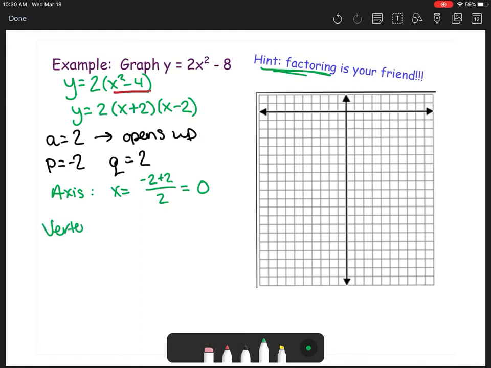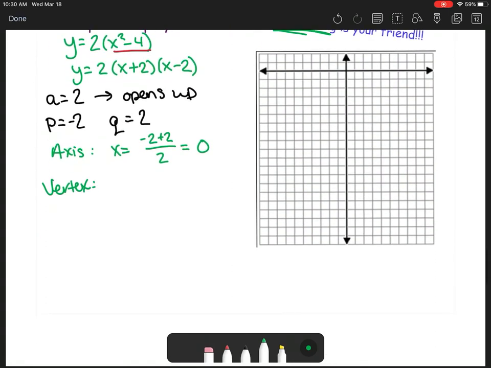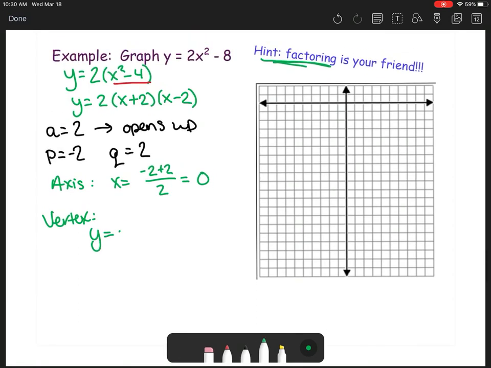And then vertex, you can plug that x value into either spot, the factored form, or your original standard form. Standard form looks a little bit faster. So y equals 2 times 0 squared minus 8. So that's going to be a vertex of (0, -8).